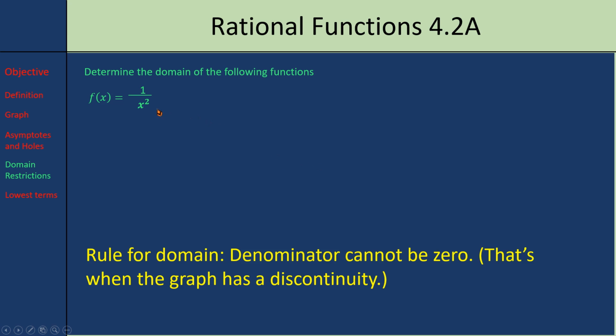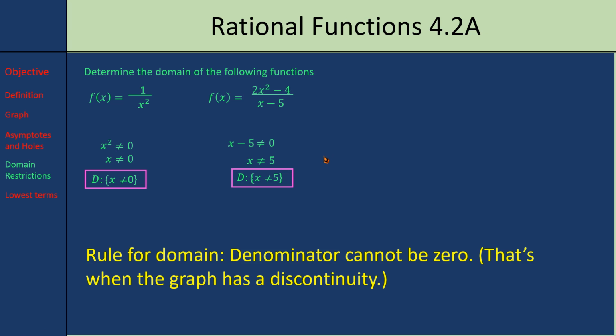So here's a function, the first one we graphed, and the bottom cannot be 0, so my x squared cannot be equal to 0. When I solve that, x can't be 0, and that gives me an asymptote at 0. So the domain is just x cannot be 0. Another example, I have x minus 5 at the bottom. I just look at the bottom, that cannot be equal to 0. I solve for that. x cannot be equal to 5. So if you graph that, there will be a discontinuity at 5. So my domain is x cannot be 5.